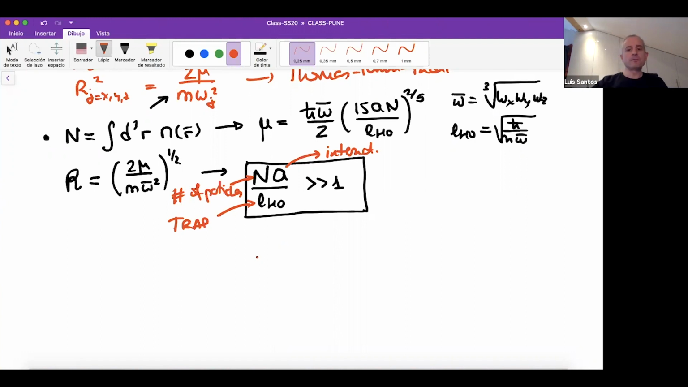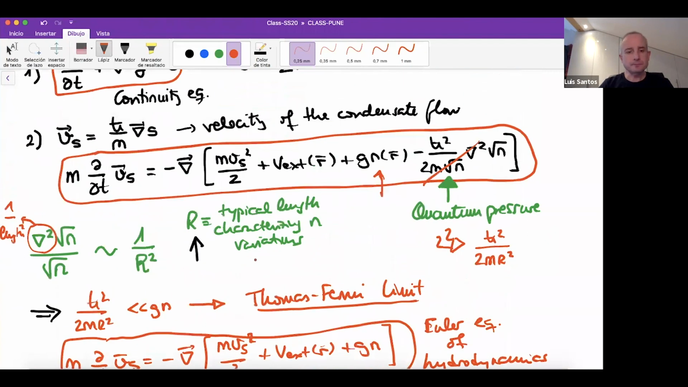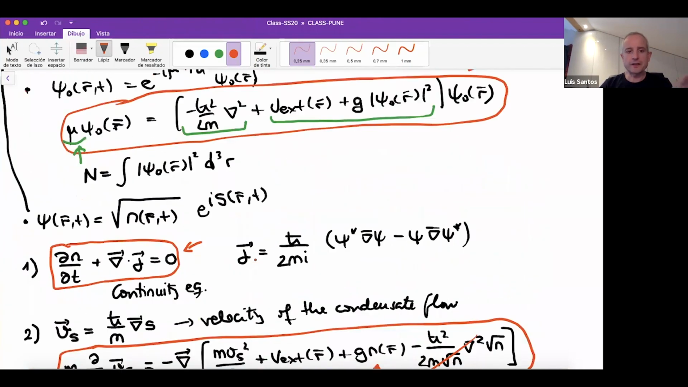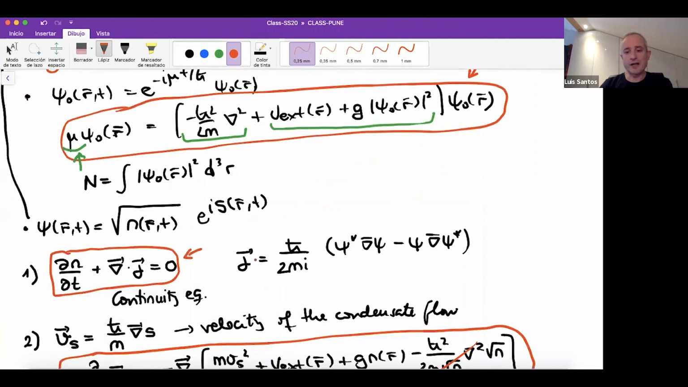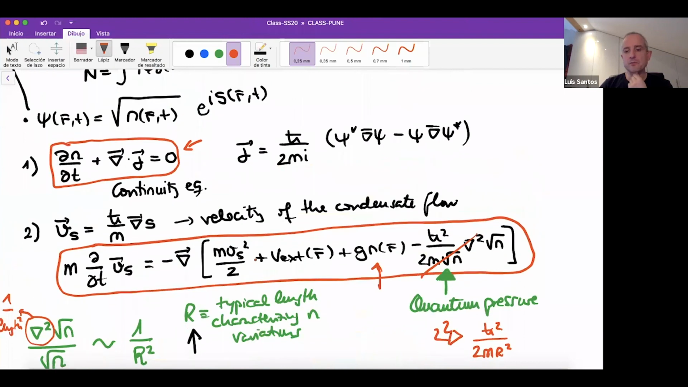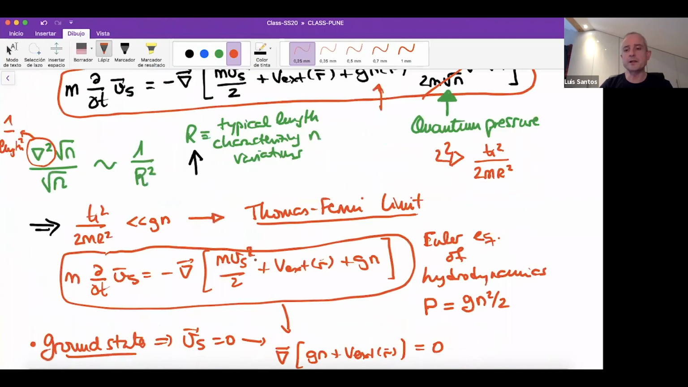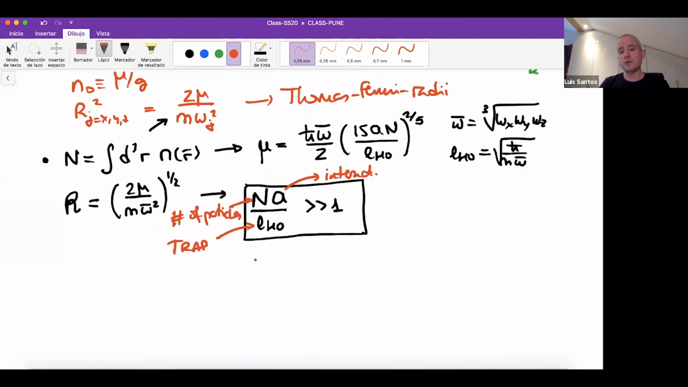Okay, so now we have introduced not only the condensate wave function and the equation that describes it, but we have also found these sort of classical equations that give me in a relatively simple way a very good approximation of the condensate within the Thomas Fermi limit. Especially for a harmonic trap, this is particularly simple.